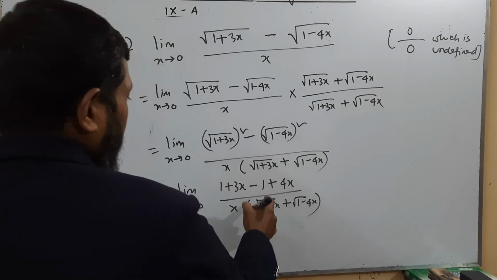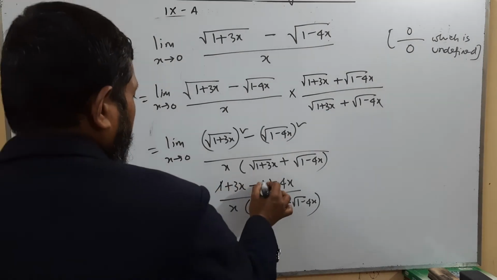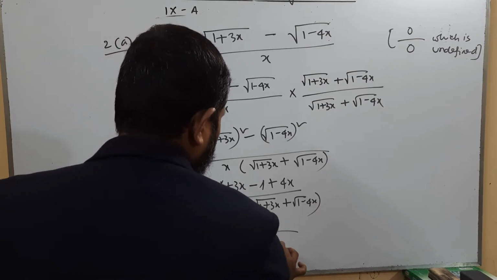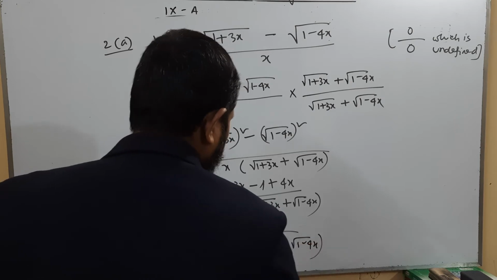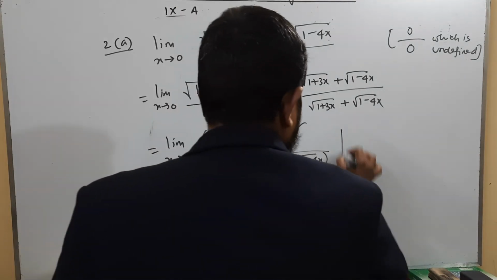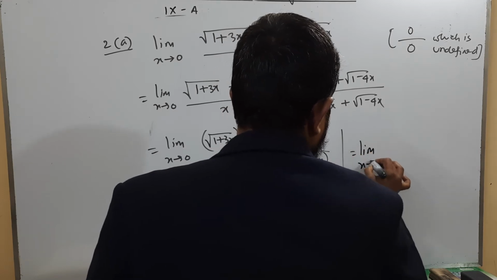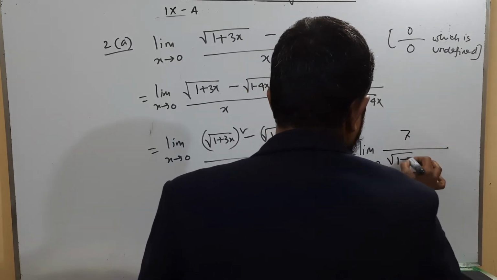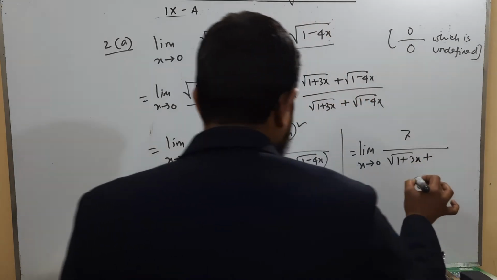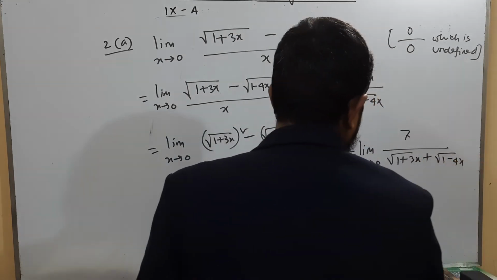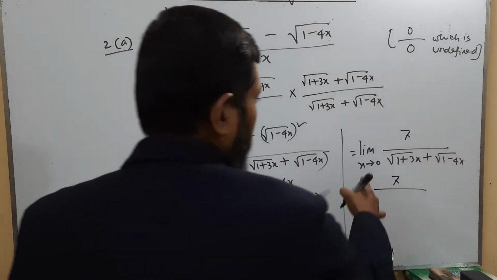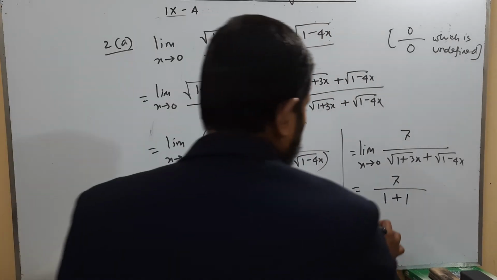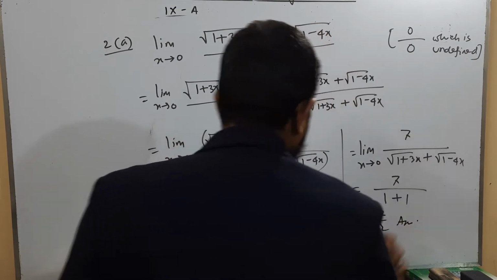Limit x tends to 0. 1 and 1 cancel, 3x and 4x make 7x, over x times square root of 1 plus 3x plus square root of 1 minus 4x. x and x also cancel. Now limit x tends to 0 of 7 divided by square root of 1 plus 3x plus square root of 1 minus 4x. Now put x is equal to 0, we get 1 plus 1, so 7 by 2. This is the answer.